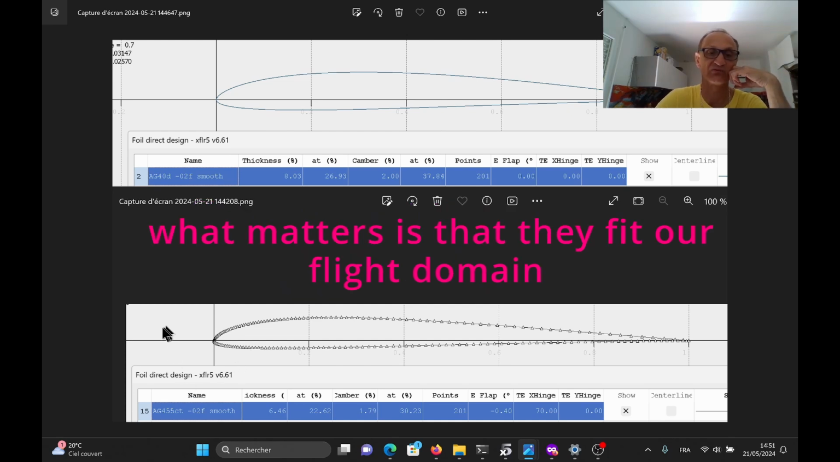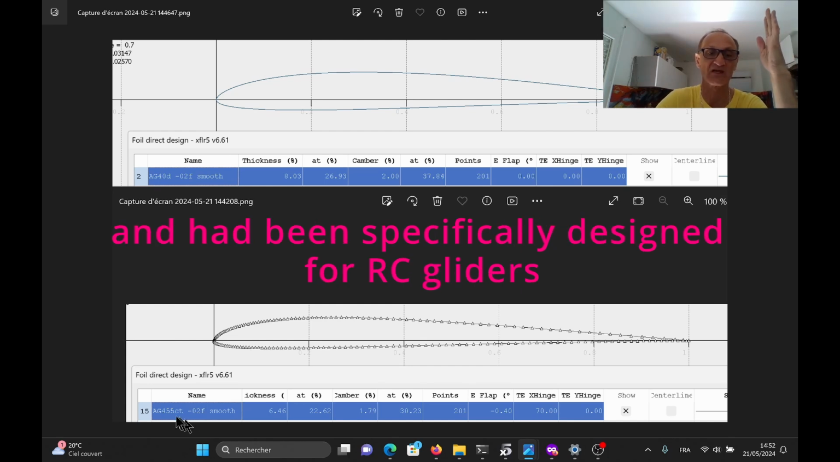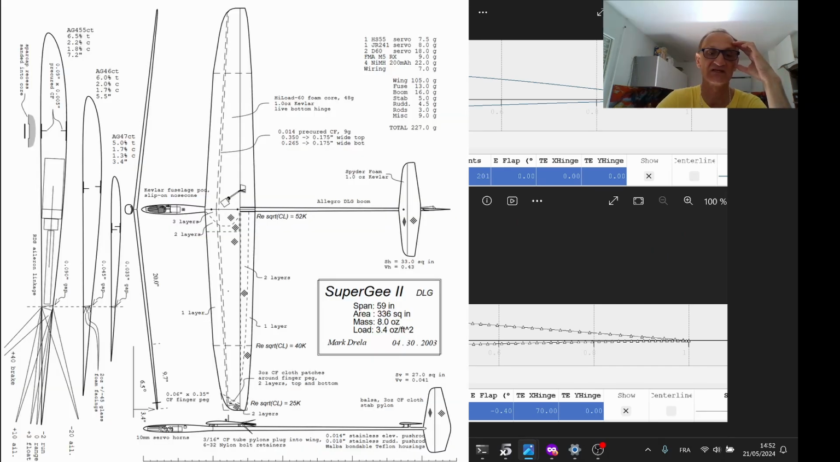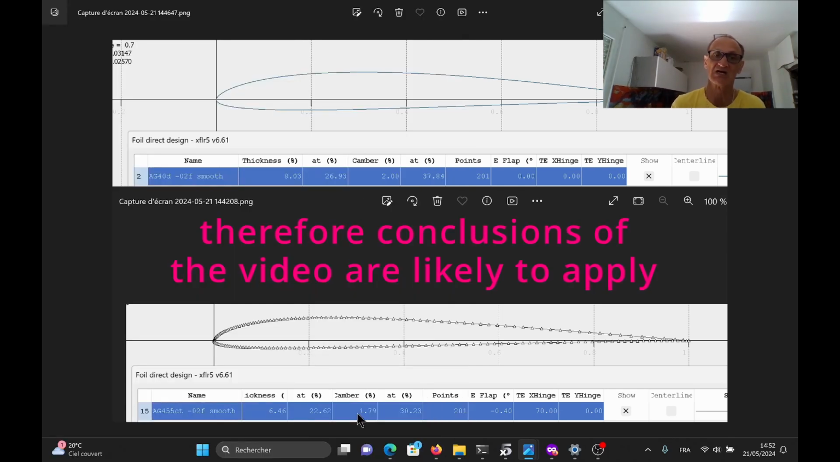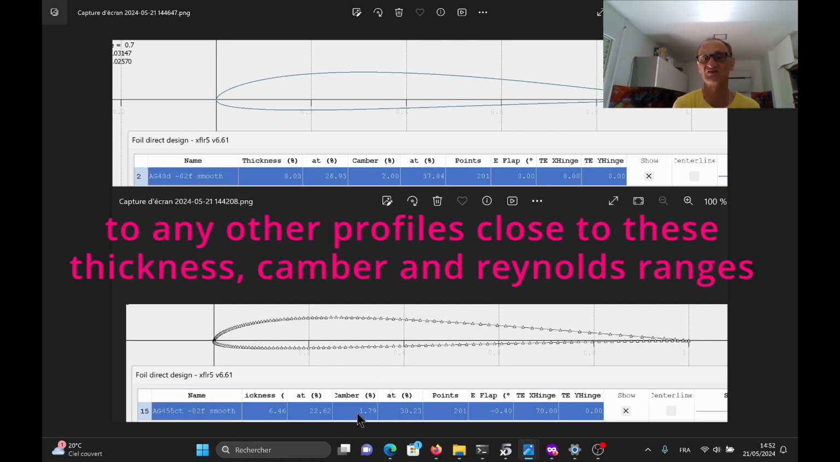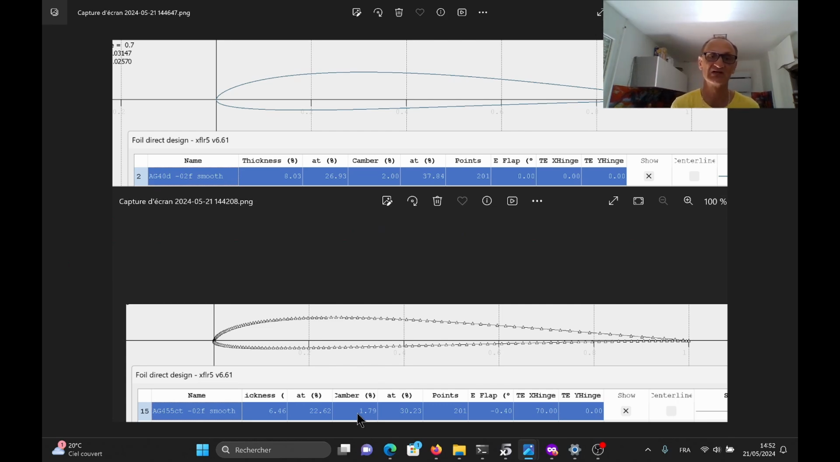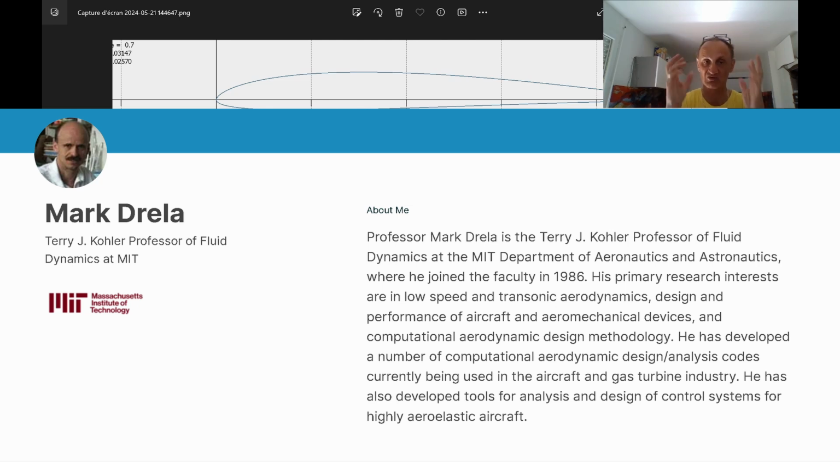And the second profile is also an old generation, for F3 gliders, a root airfoil. This is the AG455ct with a thickness of 6.46% and a camber of less than 1.8%. I think these two profiles are quite representative, and they have been designed specifically for radio control gliders by a person who is not only a master in aerodynamics, but also a hobbyist like us. He flies and has flown a lot of radio control gliders.